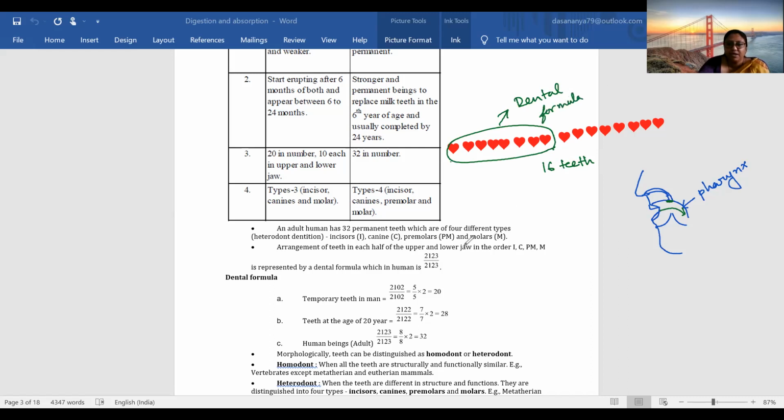So what is the formula? In the upper part, it's 2, 1, 2, 3. If I am writing 2, 1, 2, 3, that means half of this part, the first 2 will be incisor. Then this one will be canine. These 2 will be premolar, and the last 3 will be molar.